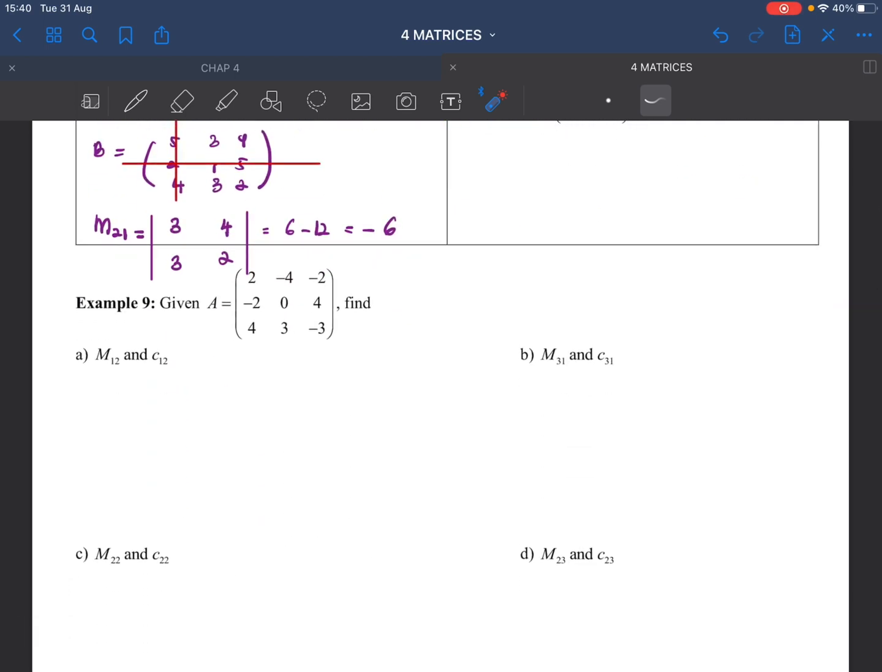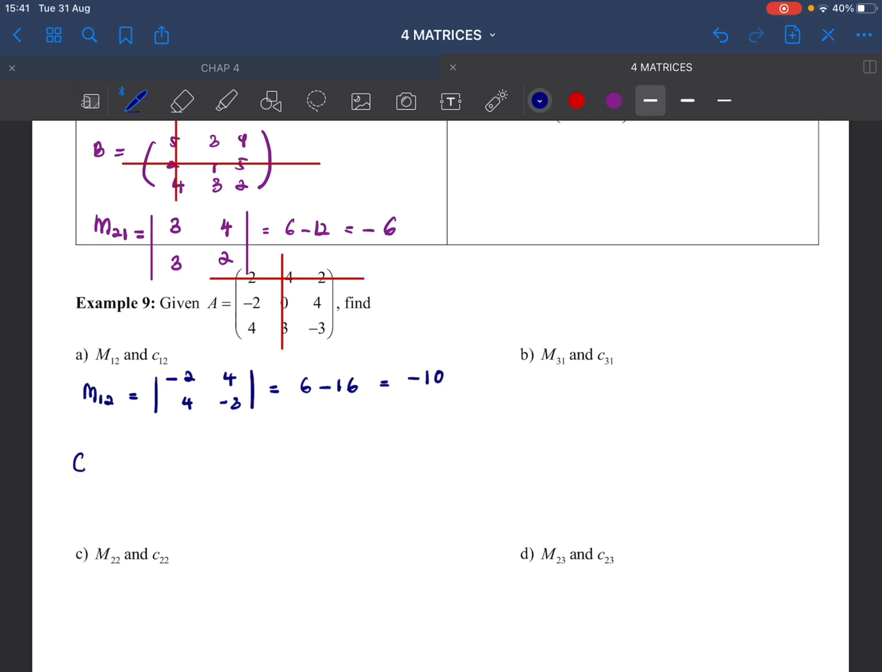Okay. So let's see example 9. So given matrix A, find M12 and C12. Okay. So let's find our minor first. Minor 1 2. So we are going to delete row 1 column 2. Row 1 column 2. Delete row 1, delete column 2. So apa yang tinggal ialah negative 2 4 4 negative 3. So kamu tahu minor ialah determinant. So negative 2 4 4 negative 3. Okay, so now we are going to calculate here. So kita ada 6 tolak 16, which is we are going to get negative 10. Okay, so that is our minor 1 2.